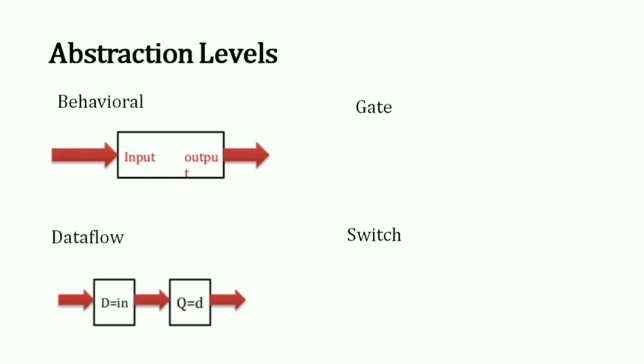In these terms, we will write a data flow abstraction level of HDL code. Next is gate level abstraction. In this gate level abstraction, we will design the circuit in terms of gates. As we know, we have gates like AND gates and OR gates. So using these gates, I can design any circuit.